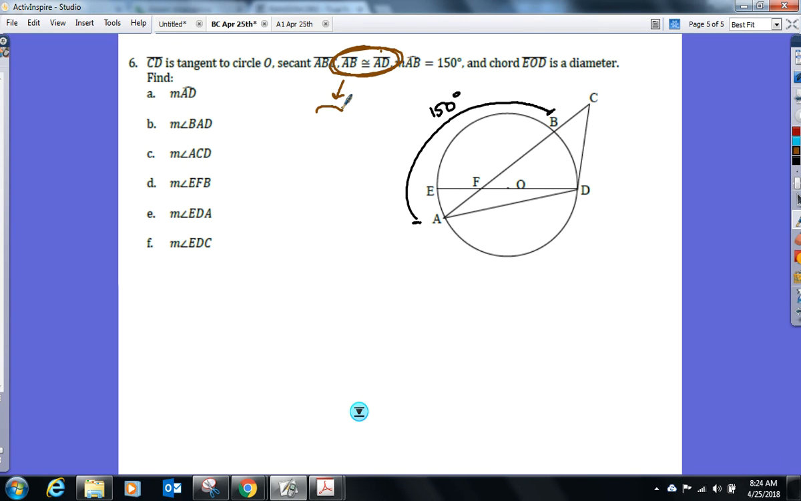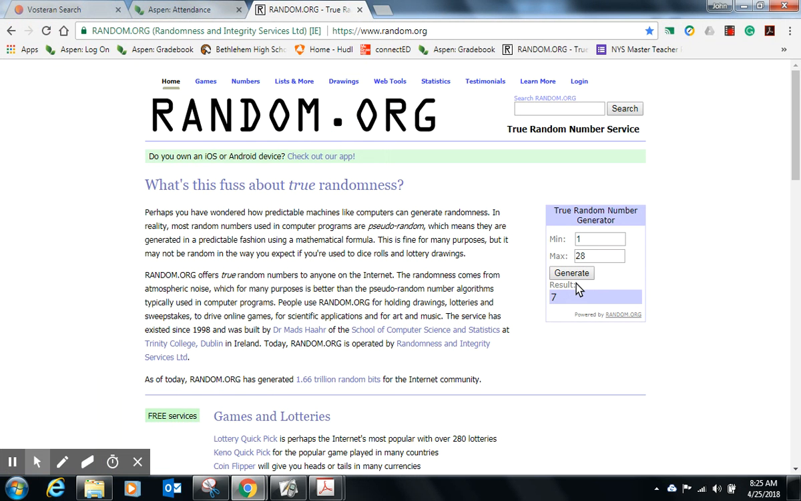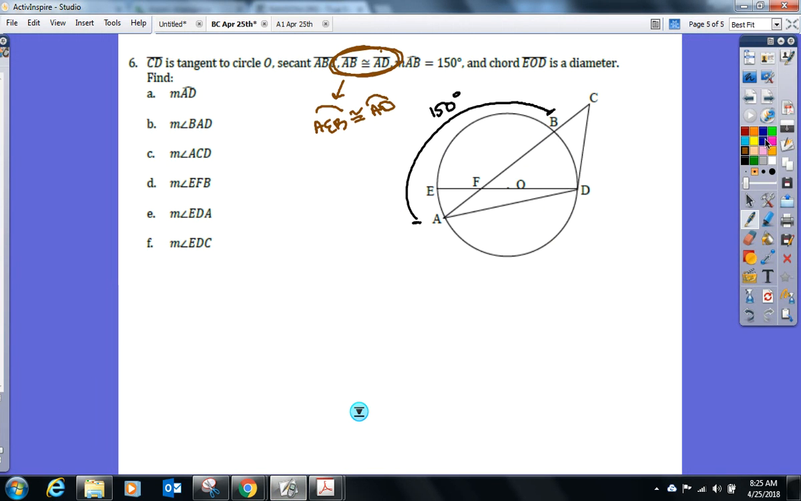Well, let's see. Which arc belongs to AB? That would be AEB. Congruent to which arc belongs to AD? Arc AD. Congruent chords imply congruent arcs. Why is that important now? What is the measure of arc AD then? What's the measure of arc AD? 150.